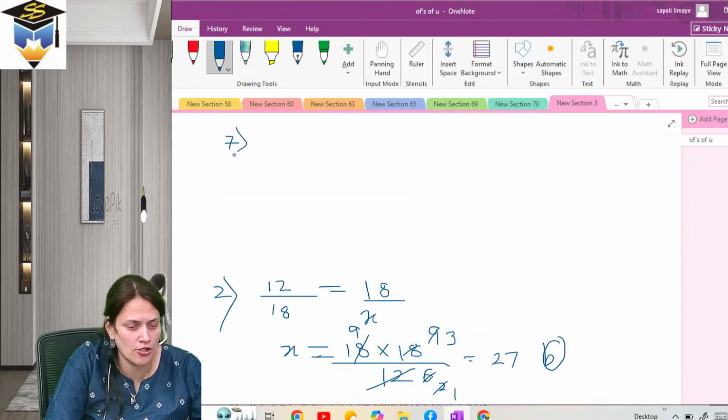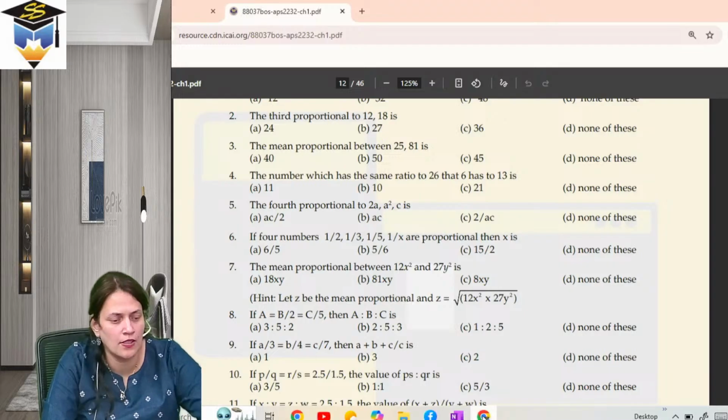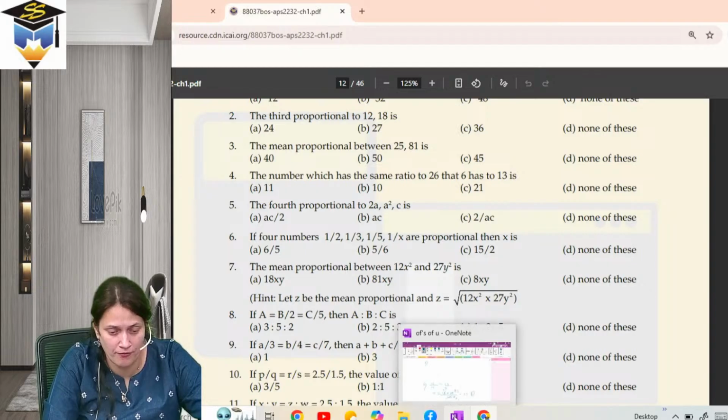Now let us solve question number 7. The mean proportional between 12x square and 27y square.